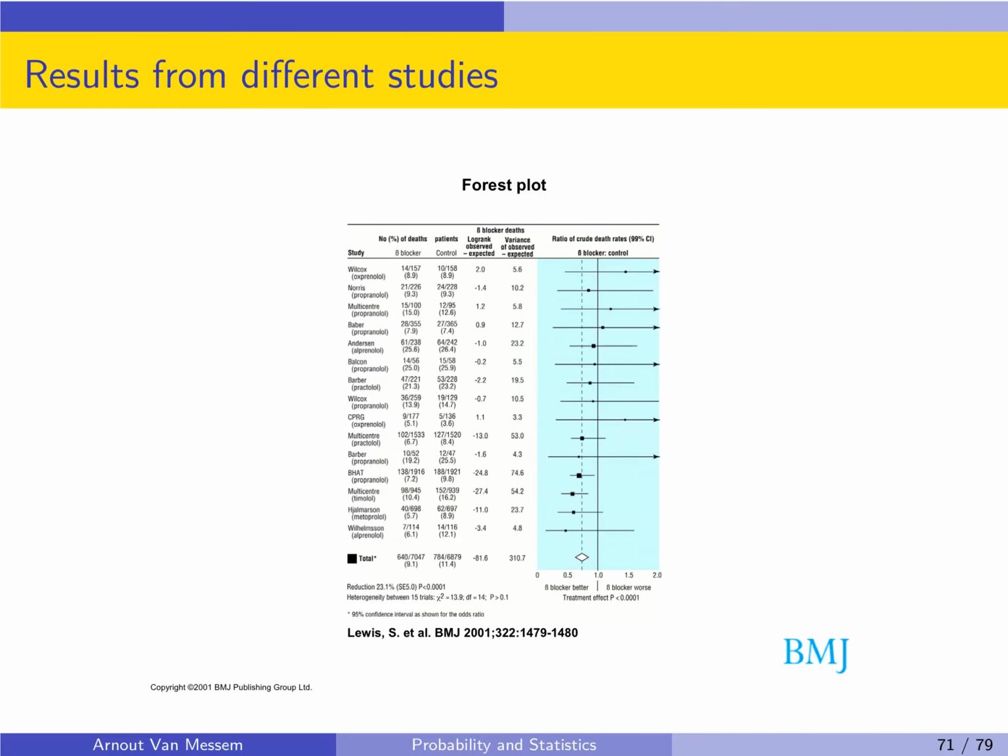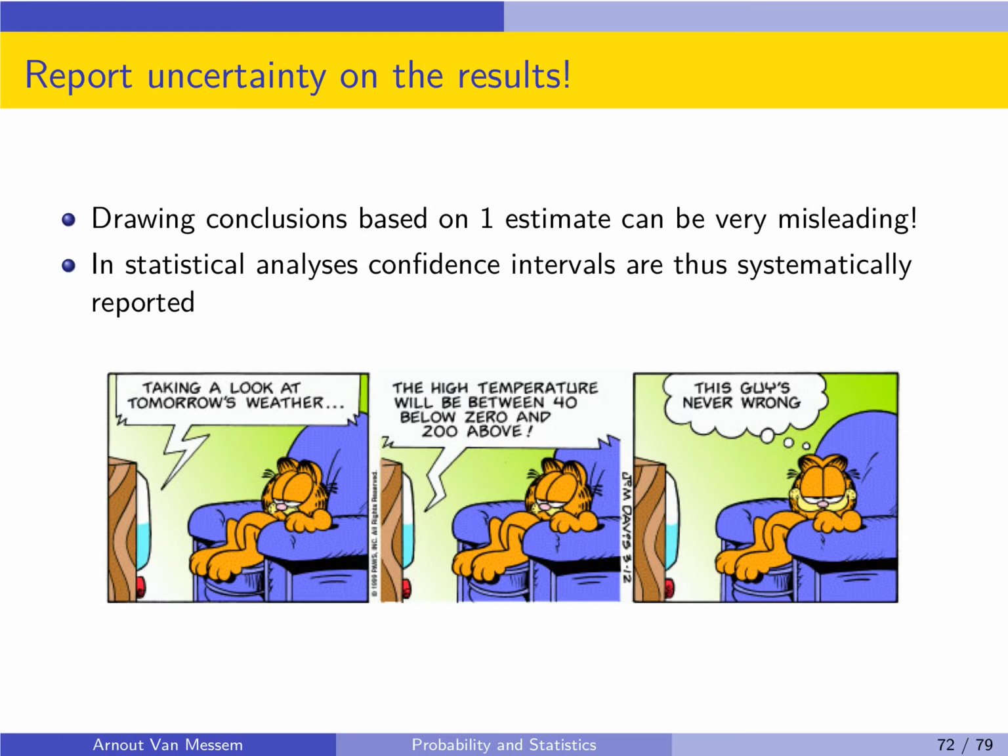Similar to what we said before, this also holds if you look at studies. So if instead of different samples, we take different studies on the same effect, and we calculate in this case a 99% confidence interval, then theoretically the confidence interval will contain, in 99% of the cases, the true population mean. To conclude, drawing conclusions based on one single estimate can be very misleading, and so it should be avoided. In statistical analysis, it is therefore good practice to report confidence intervals. They should systematically be reported.